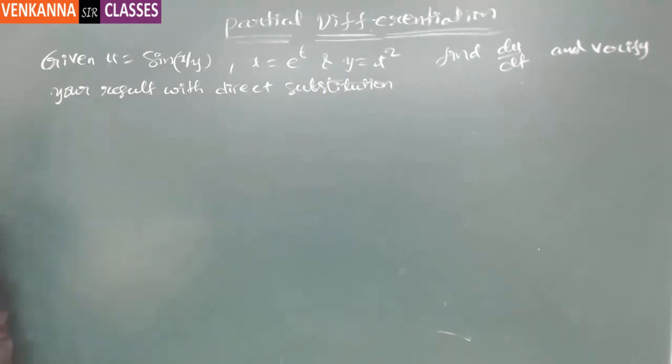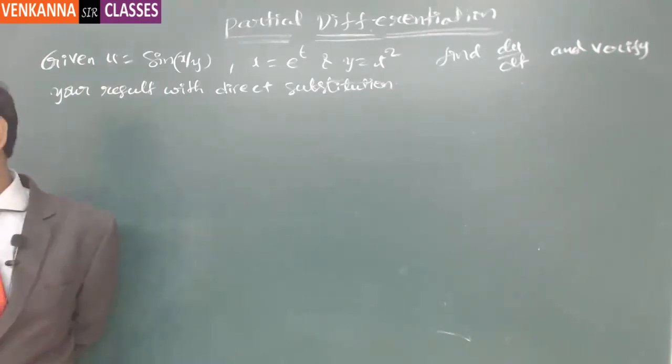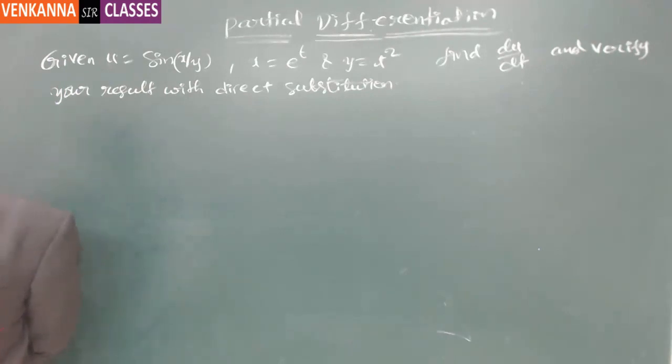Can you solve this? I asked you to find du by dt, which is nothing but the total derivative of the function u, where u is a function of x comma y, which is given by sin x by y. Anybody got it? So by direct substitution, you try to verify it. What is the answer you got?